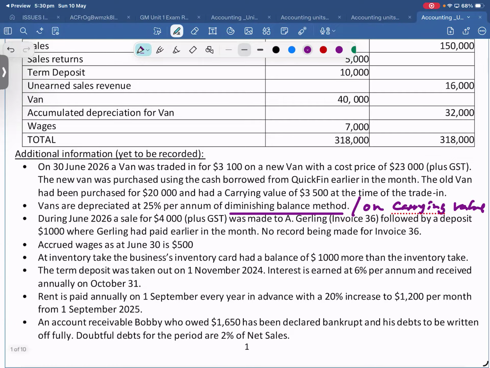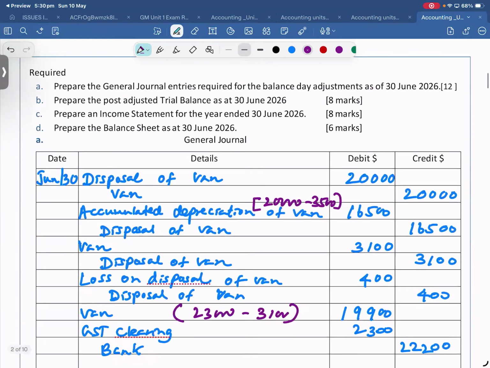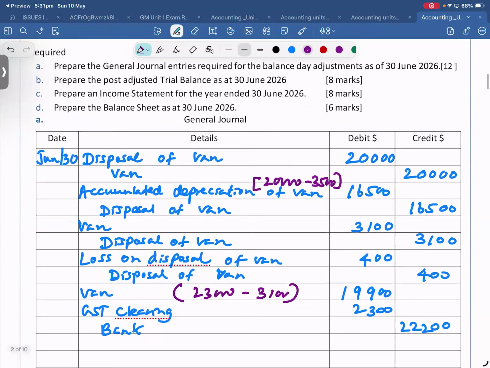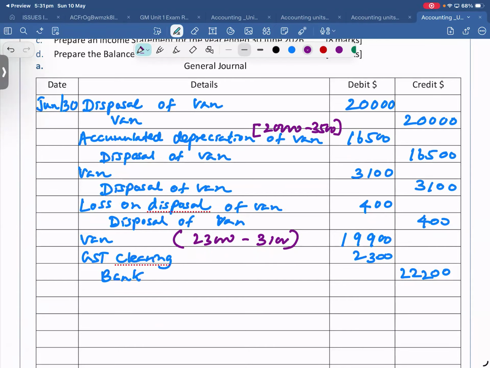Right. Tell me how to calculate the depreciation on reducing. Carrying value times the rate. How do we get the carrying value, guys? Van minus accumulated depreciation. Okay. Before we do the depreciation, now we are done with the first balance day adjustment.